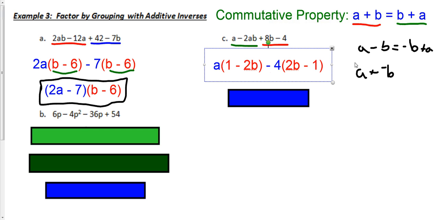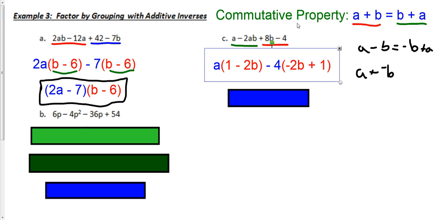Negative 4 times what would be positive 8b? We'd have to change this to a negative 2b. Negative 4 times what would be negative 4? We'd have to change this to a positive 1. Okay, so now our pieces are the same. We have negative 2b, positive 1, and positive 1.